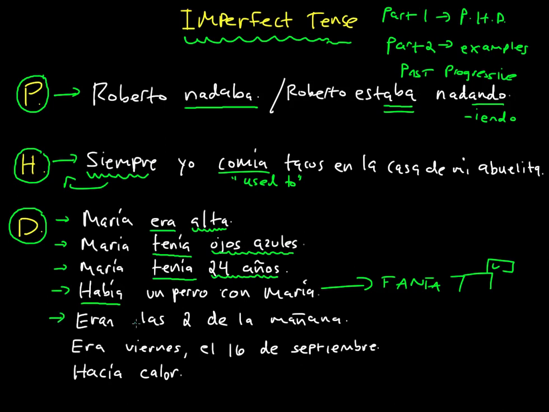Let's look at this next sentence. Eran las 2 de la mañana. Well, remember we use the imperfect tense when describing the time in the past. So it was 2 in the morning, so we use the imperfect tense. Era viernes el 16 de septiembre. Well, this here tells us that it's a date, and when describing the date, we have to use the imperfect tense. And finally, hacía calor, it was hot, is a description, and so we have to use the imperfect tense.